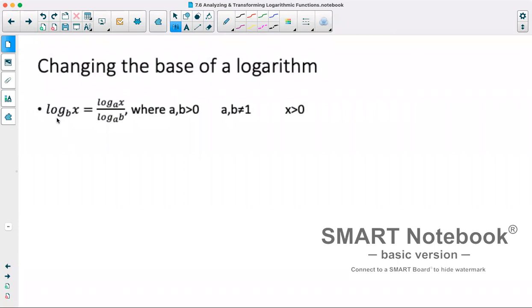Log base b of x can be changed into log base a of x over log base a of b. So we put whatever base we want for a, and whatever was here becomes the argument of the logarithm in our numerator, and whatever our base was here becomes the argument of the logarithm in our denominator. Now, typically for a, we will use 10 because our calculators tend to use log base 10 when doing calculations.